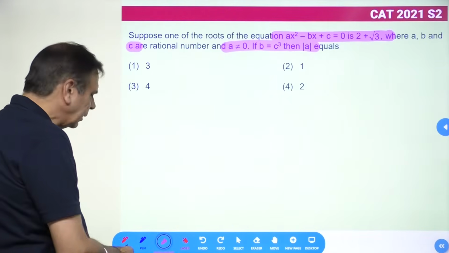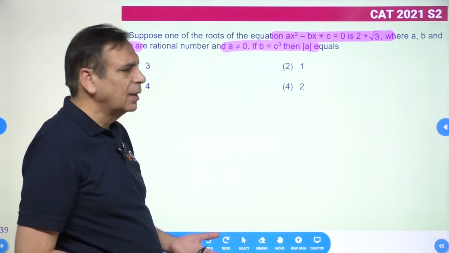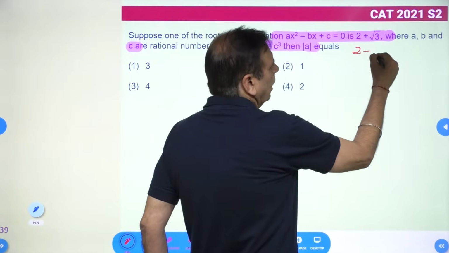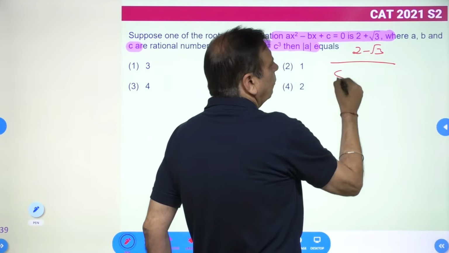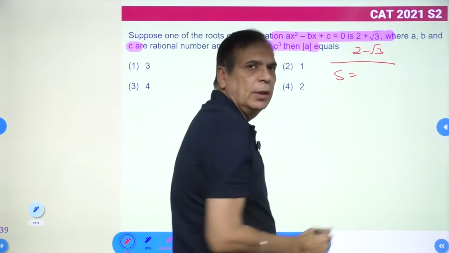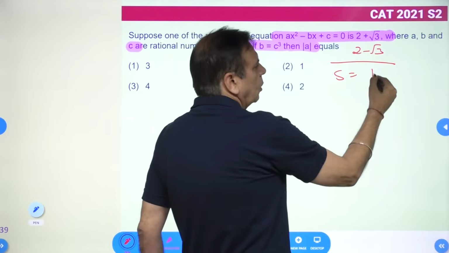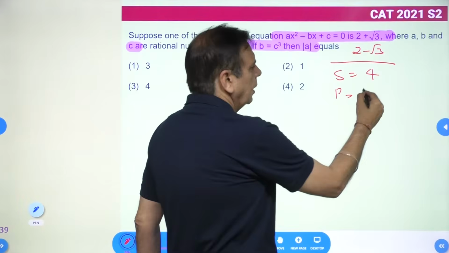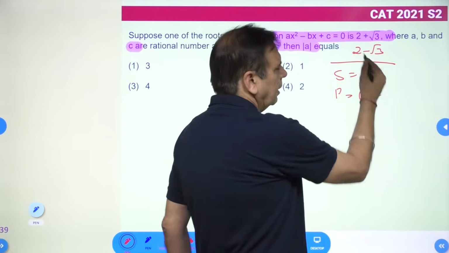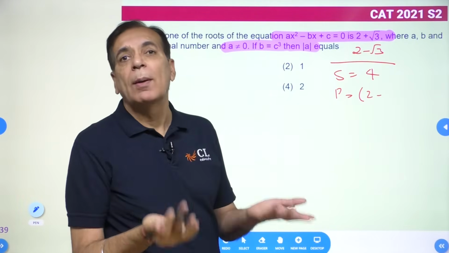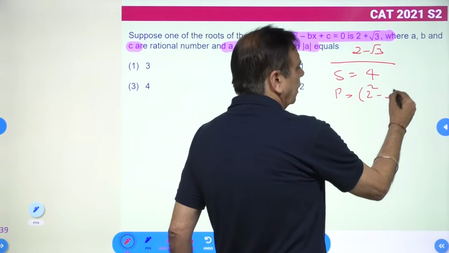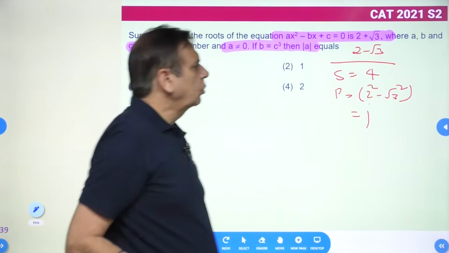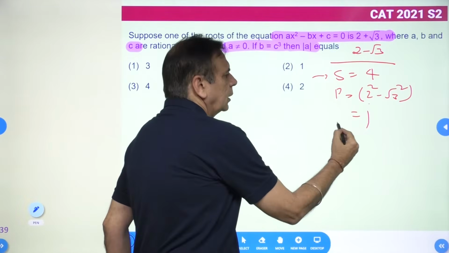Okay, quadratic equation है, इसमें standard rule होता है हमारा. If one root is 2 plus root 3, the other root will be 2 minus root 3. What will be the sum of roots? 2 plus root 3 plus 2 minus root 3, sum of roots will be 4. Product of roots will be 2 plus root 3 into 2 minus root 3. It is (a plus b) into (a minus b) will be a square minus b square. So 2 square minus root 3 square, which is equal to 4 minus 3, 1. So sum of roots is 4, product of roots is 1.